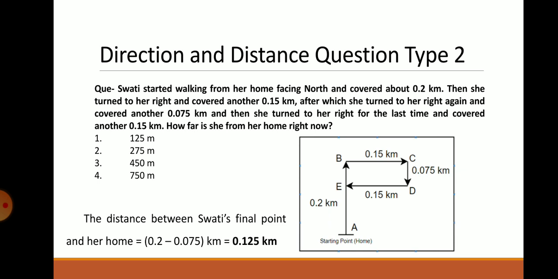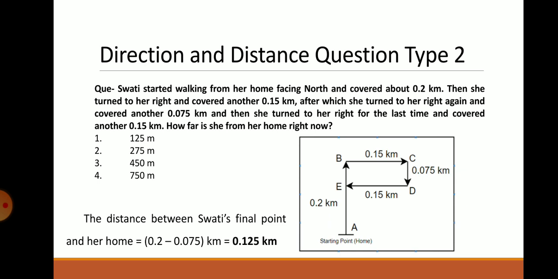Swati started walking from her home facing north. From position A, facing north, you start walking and go a distance of 0.2 kilometer in the upward direction. At point B you have reached now. Then she turned to her right. Now right of north will be towards east. You will move towards east by 0.15 kilometer and you will reach point C, suppose.